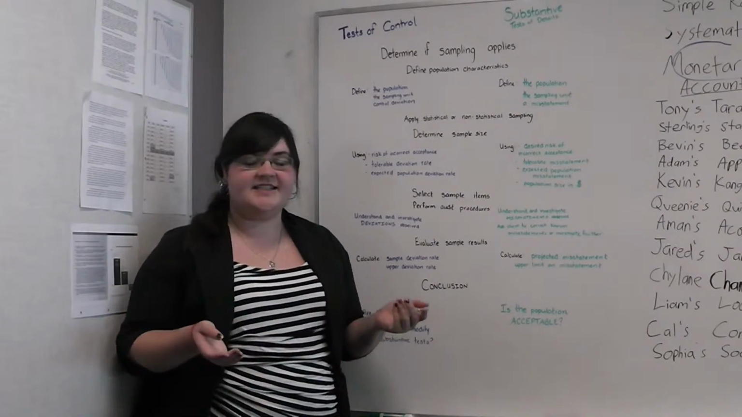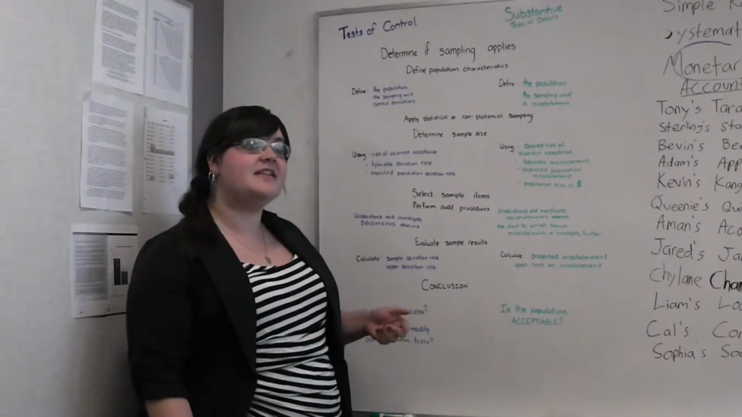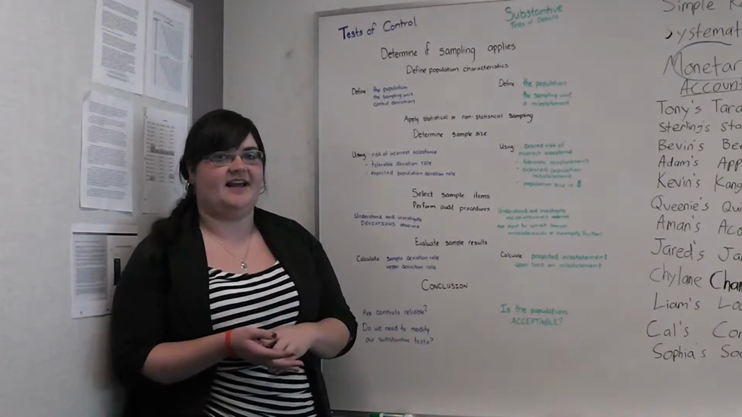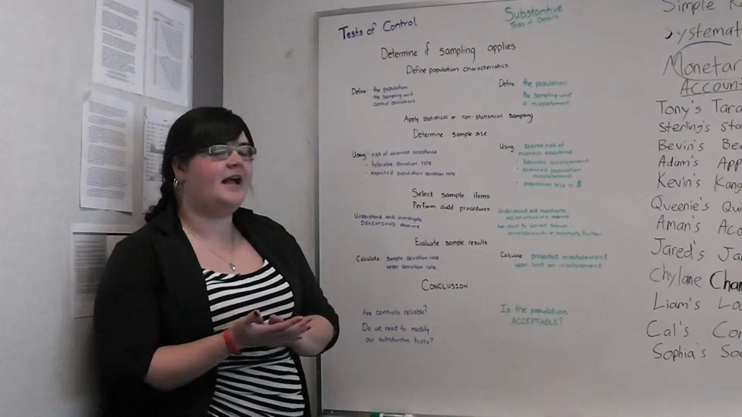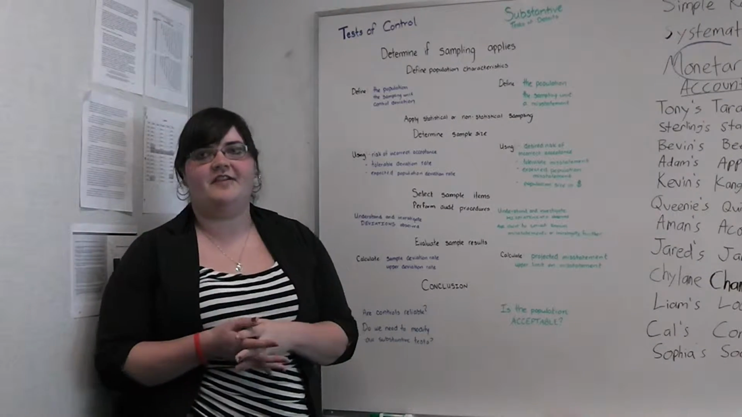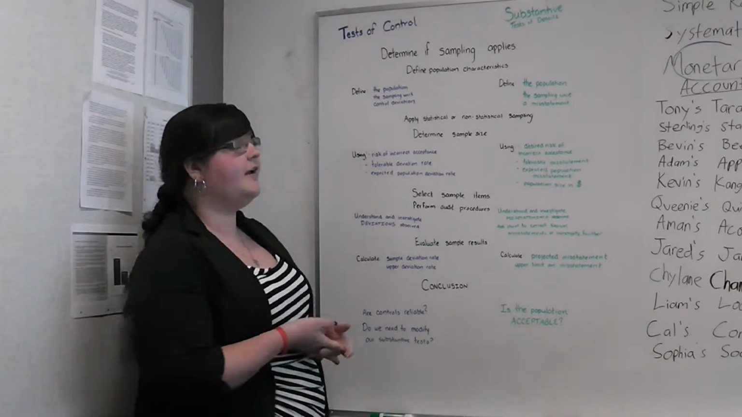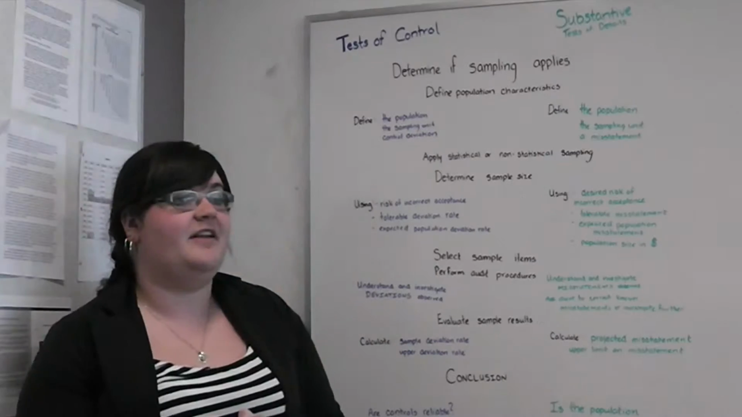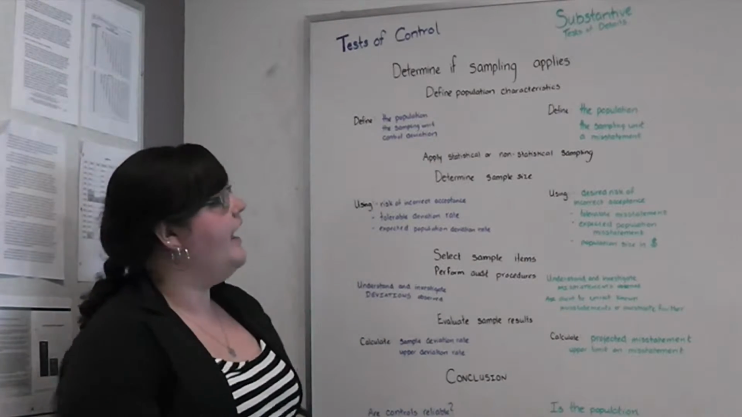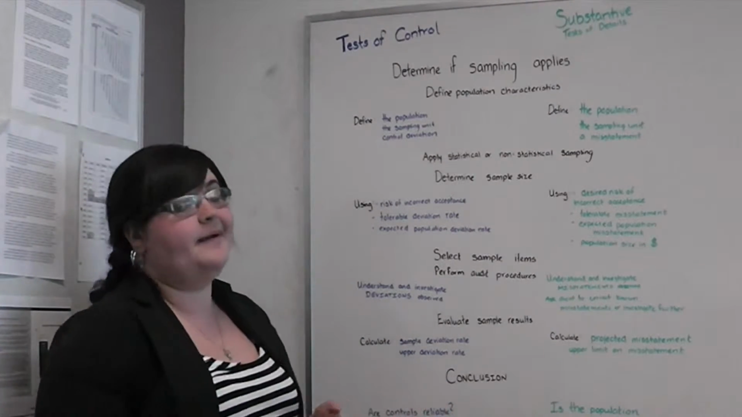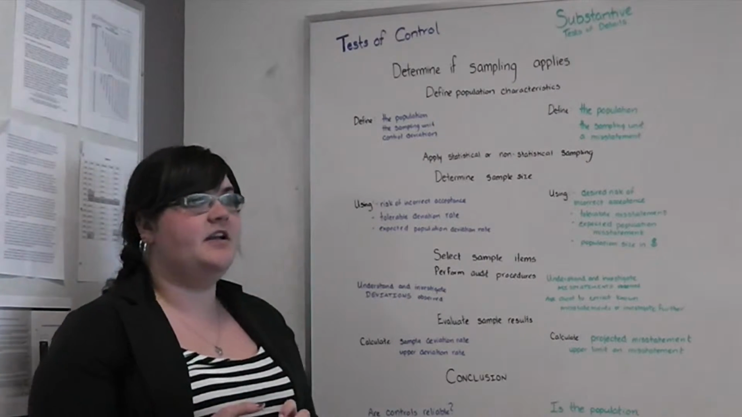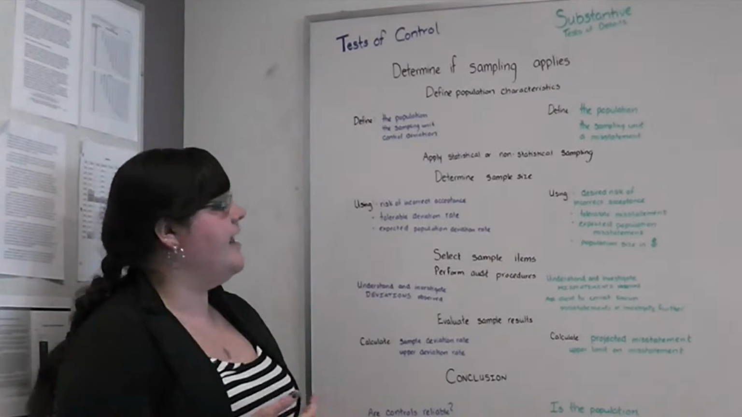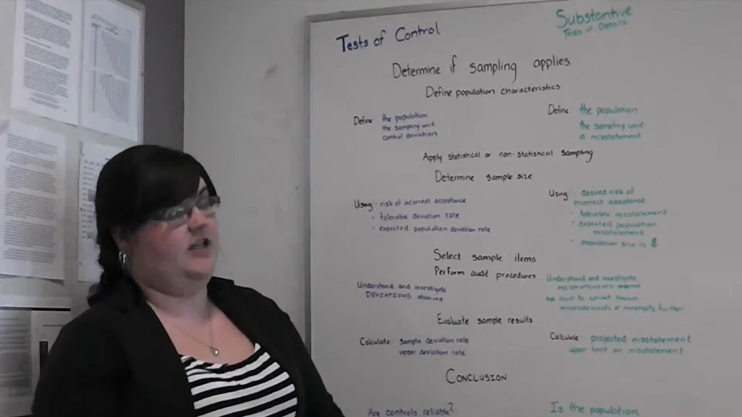So there's two kinds of tests that we're going to do. One will be the test of controls, and one will be the substantive tests. So first we'll look at the test of controls, and they will help us determine if the controls in the company are reliable or not. So the first step is to determine if sampling actually applies, which it probably will in this case. And then we're going to define the population characteristics. So we're going to define the population, the sampling unit, and the control deviation.